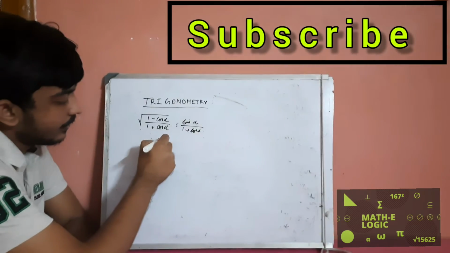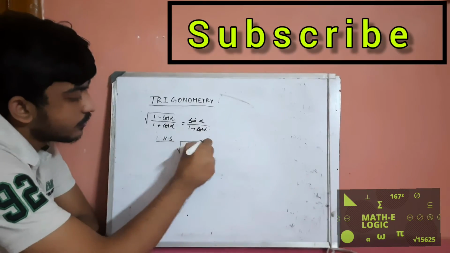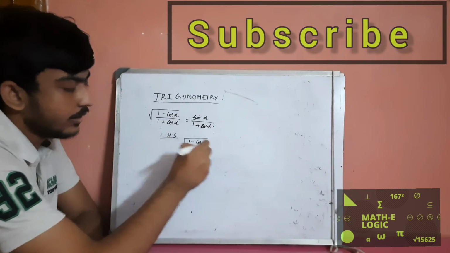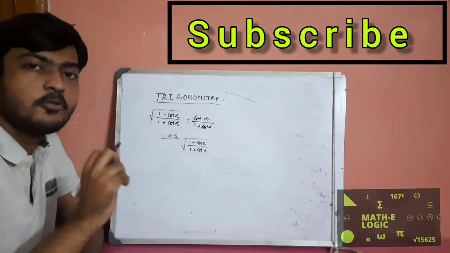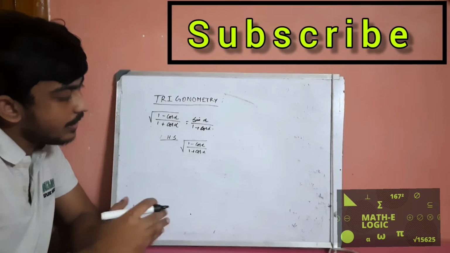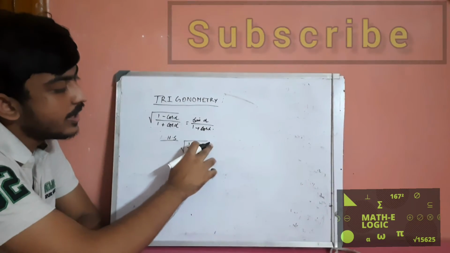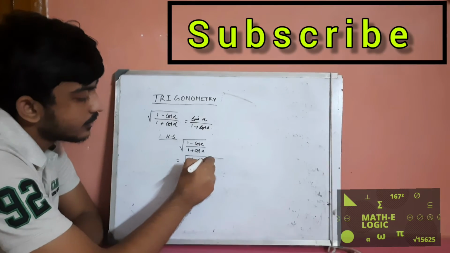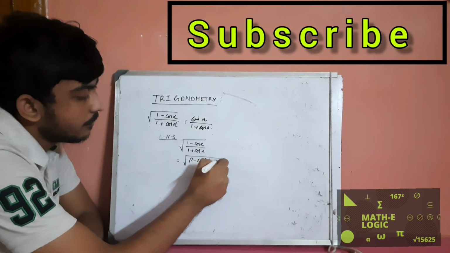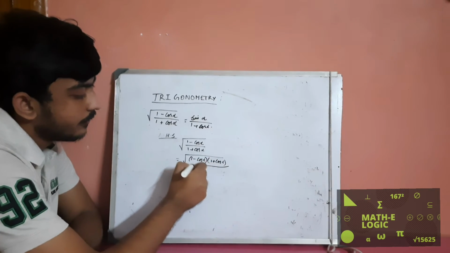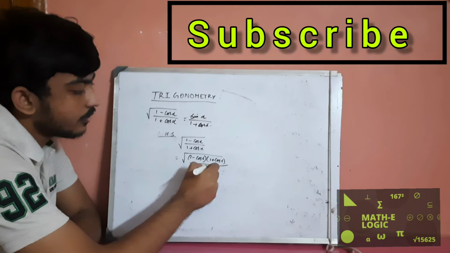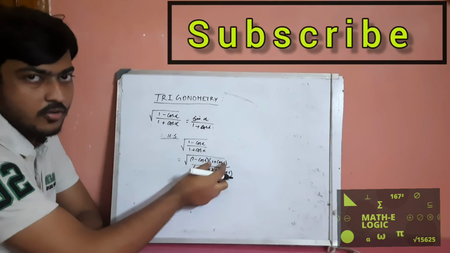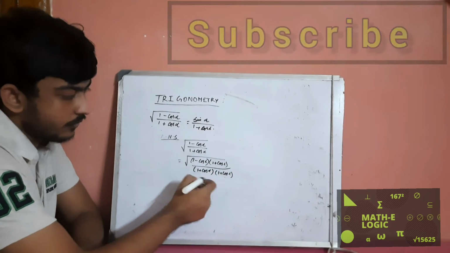So we take the left hand side, that is the square root of (1 − cos α)/(1 + cos α). We have to rationalize it, that means we multiply 1 + cos α in the numerator and denominator both. So we get (1 − cos α)(1 + cos α) divided by (1 + cos α)(1 + cos α). That is (a − b)(a + b), the a² − b² formula.